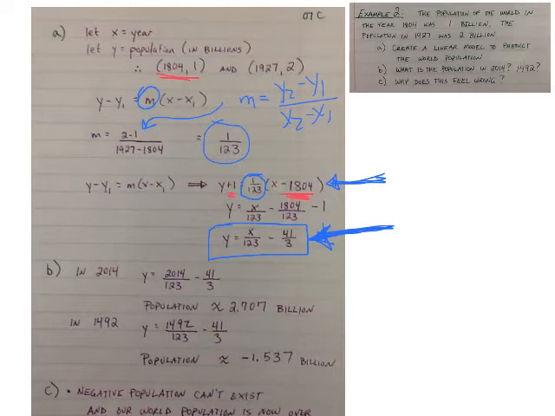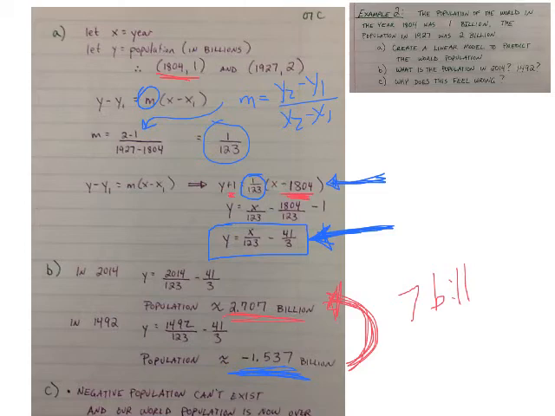We do the same thing for 1492, and we plug it in, and it says the population of the world is negative 1.537 billion. And suddenly we start to panic because something is wrong here. The world population right now is over 7 billion, and our model says that it should only be 2.7 billion. And furthermore, negative population, that's not even possible.